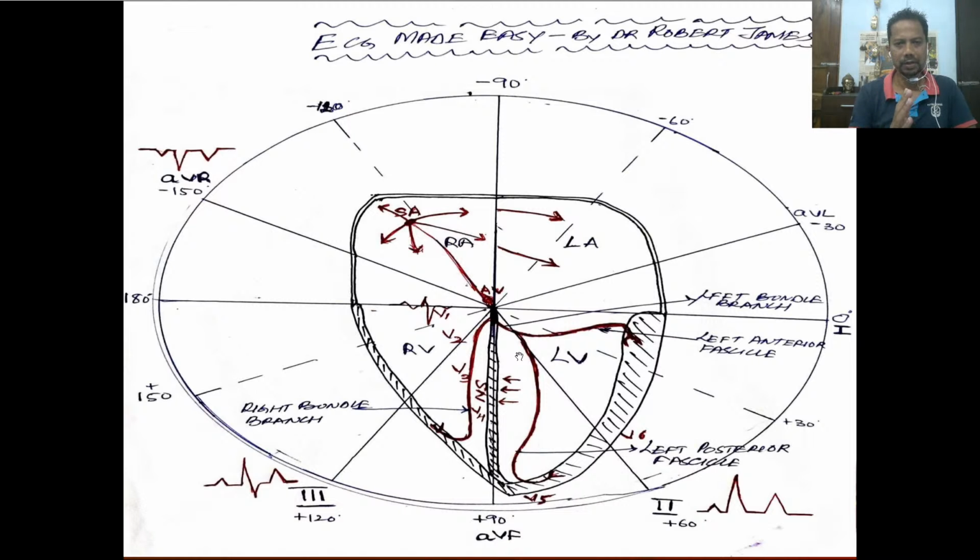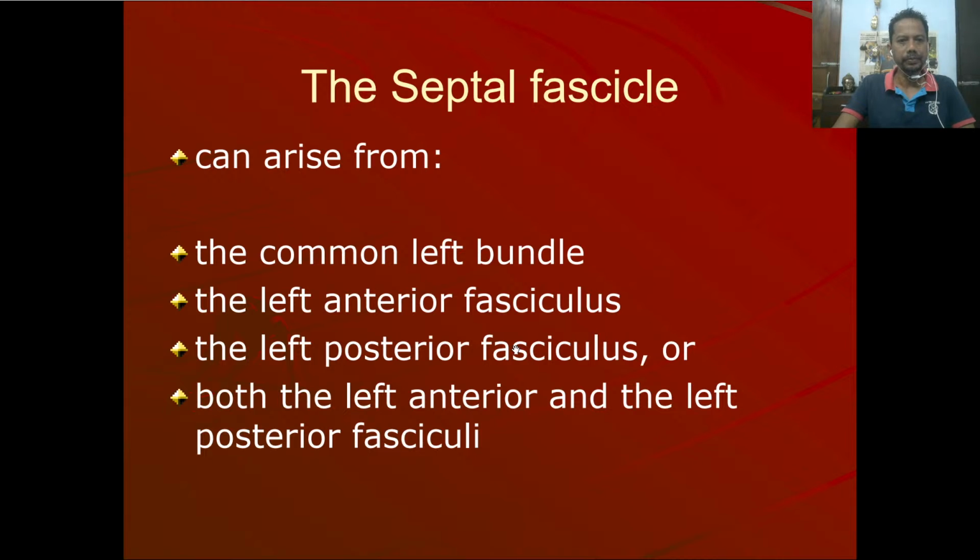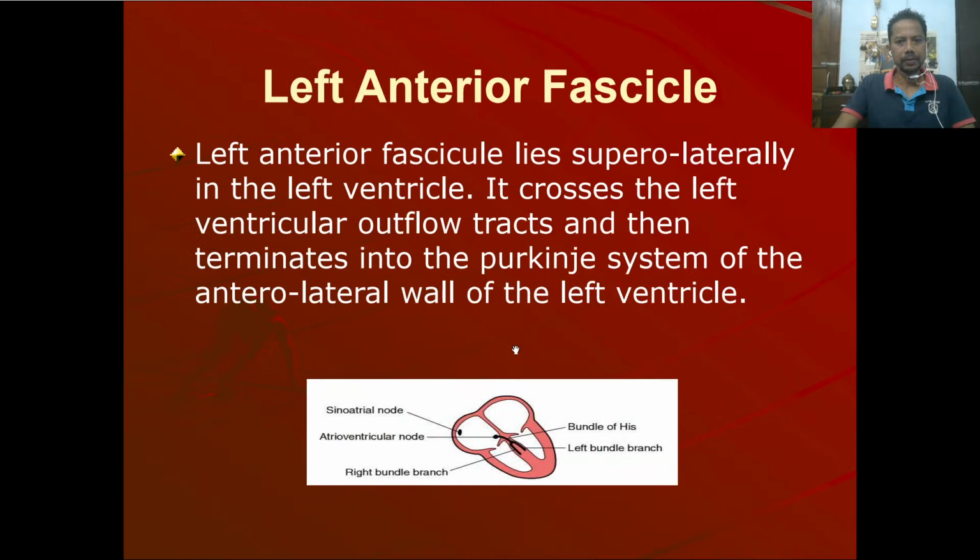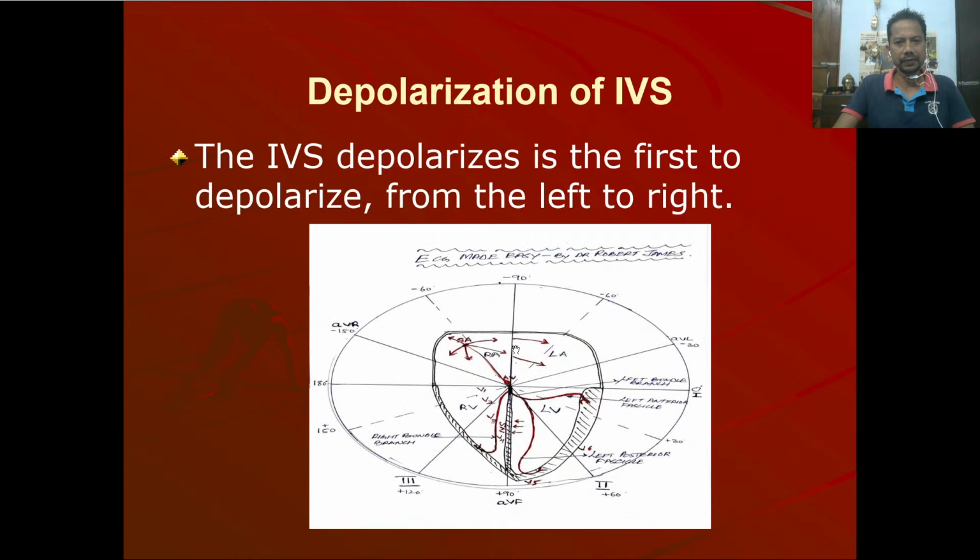The interventricular septum is part of the myocardium. It lies between the left and right ventricle, and it is like a wall between them. So left ventricular failure can lead to right ventricular failure. Right ventricular failure can push the interventricular septum towards the left side, and it can decrease the cardiac output. So both ways your heart can fail, and the chambers can fail each other. So this you have to remember. We have done the left anterior fascicle and left posterior fascicle, and I have already told you the interventricular septum is the first to get depolarized from left to right side.